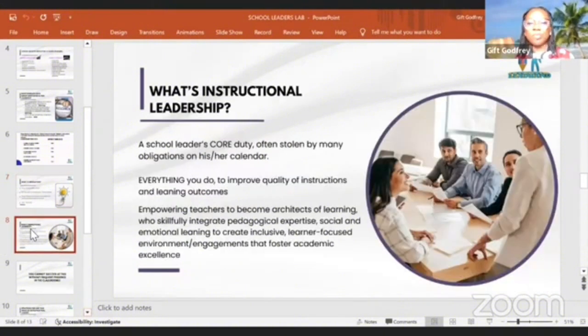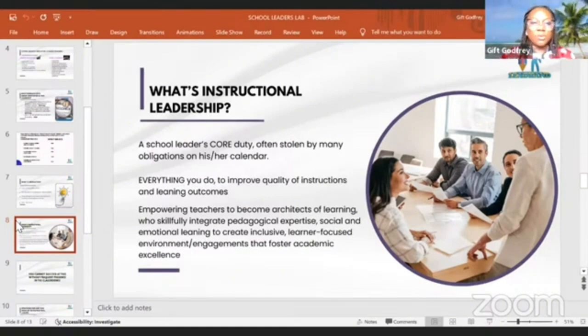Let's run along. The question now is, what's instructional leadership? Ooh, as a school leader, this is your core duty. When you see me put something in capital letters, it means that thing is worth emphasizing, all right? It is your core duty, your number one duty in that school. This is your number one point of call. And it's often stolen by many obligations on your calendar. You're busy in the office doing a lot of things, all right? Taking procurement, doing this and that, dealing with partners, government, operations, and then all that, your attention is stolen from the number one thing that should be on your list.